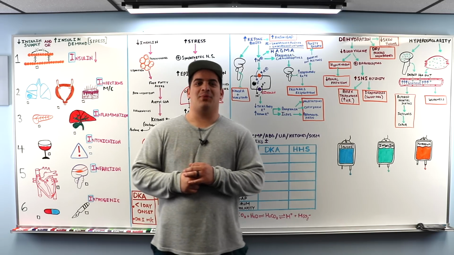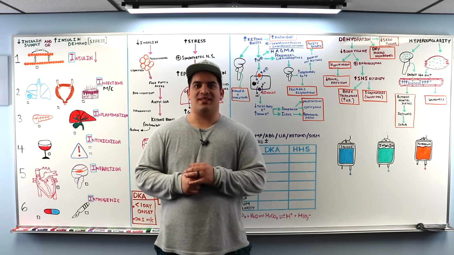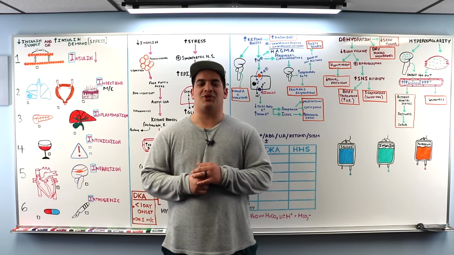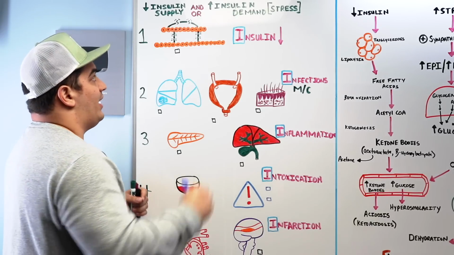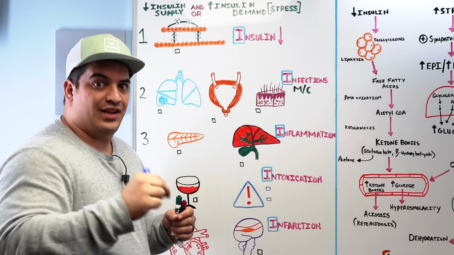Alright, Ninja Nerds, in this video we're going to talk about diabetic ketoacidosis and hyperglycemic hyperosmolar syndrome, which are acute complications of diabetes. Alright, so the first thing we have to talk about is the causes of DKA and HHS.